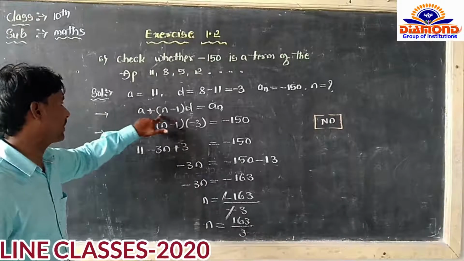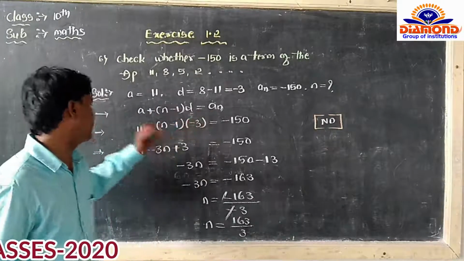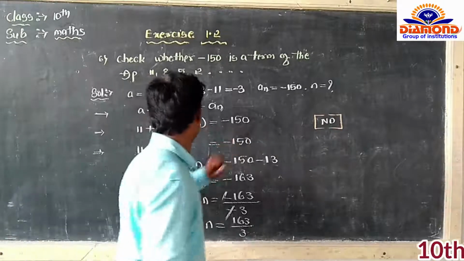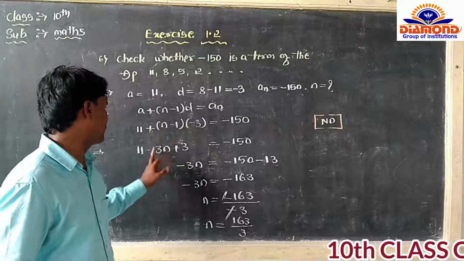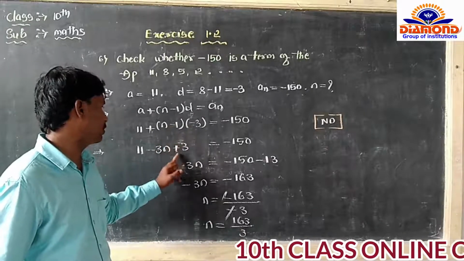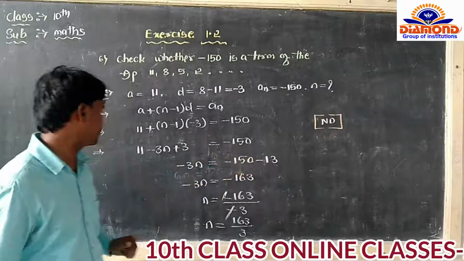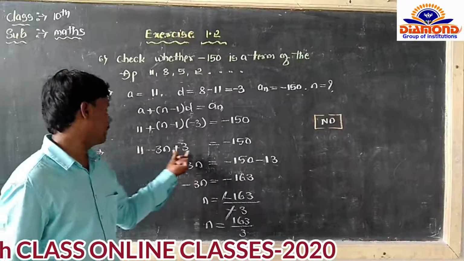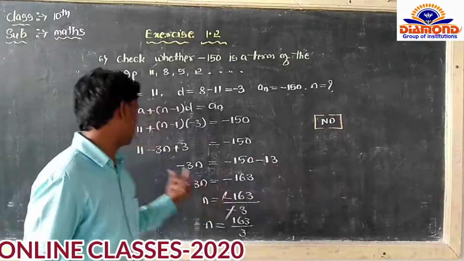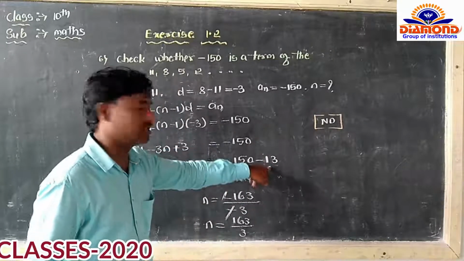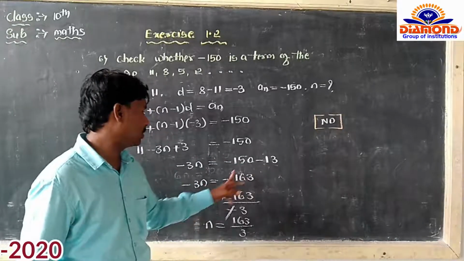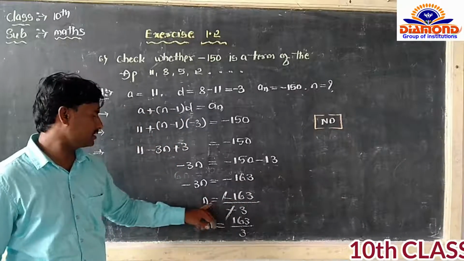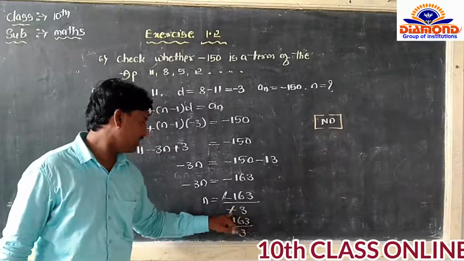So a plus (n minus 1) d is equal to a_n. A value is 11 plus (n minus 1) times minus 3 is equal to minus 150. 11 plus, into minus 3 into n gives minus 3n, minus into minus equals plus 3, is equal to minus 150. Plus 11 plus 3 is 14; transferring, it becomes minus 3n is equal to minus 150 minus 13, equal to minus 163, and n is equal to minus 163 upon minus 3.